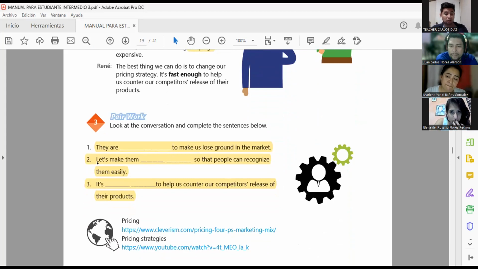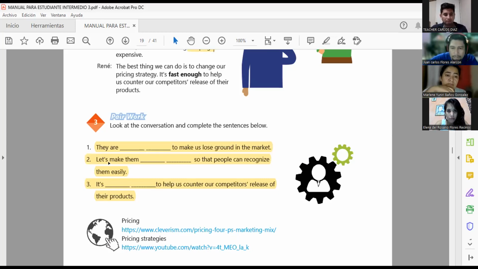Juan Carlos, sentence number 1. Can you please complete sentence number 1? Okay. They are attractive enough to make us lose ground in the market. Correct. Thank you. Let's see. What about the second one?